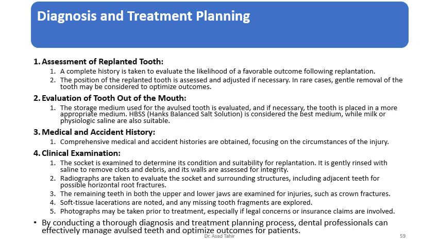Clinical examination. The socket is examined to determine its condition and suitability for replantation. It is gently rinsed with saline to remove clots and its walls are assessed for integrity. Radiographs are taken to evaluate the socket and surrounding structures, including adjacent teeth for possible horizontal root fractures. The remaining teeth in both the upper and lower jaws are examined for injuries, such as crown fractures.